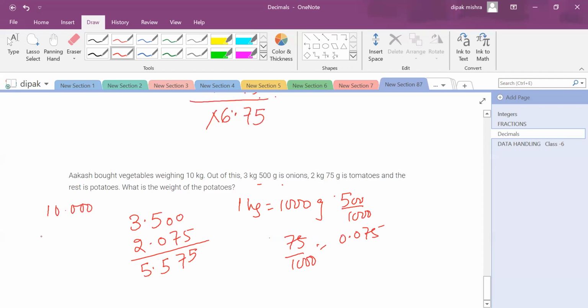So 10.000 minus 5.575. The total weight is 10 kilos. Out of these, the sum of these two is 5.575 kilos. So what is the weight of the remaining? That weight of the remaining is the weight of the potatoes. So 10 minus 5 is 5, 10 is 9, 9 minus 7 is 2, 9 minus 5 is 4, 9 minus 5 is 4. It will be 4.425 kilos. So 4 kilos and 425 grams is the weight of the potatoes, right?